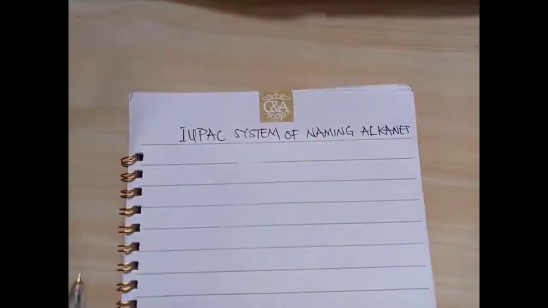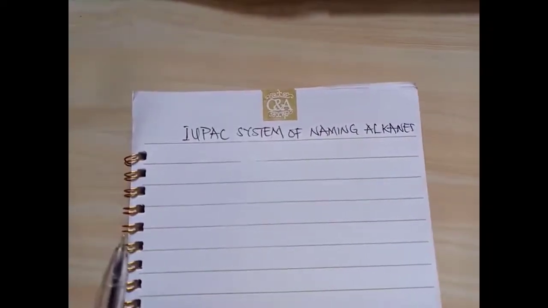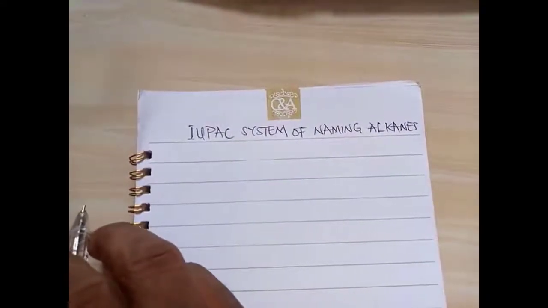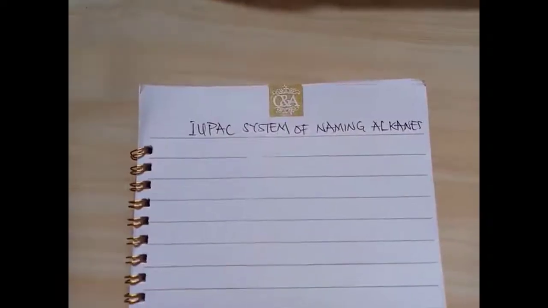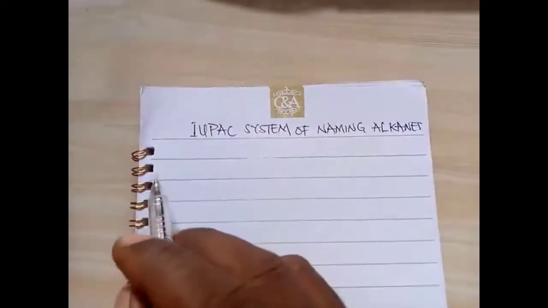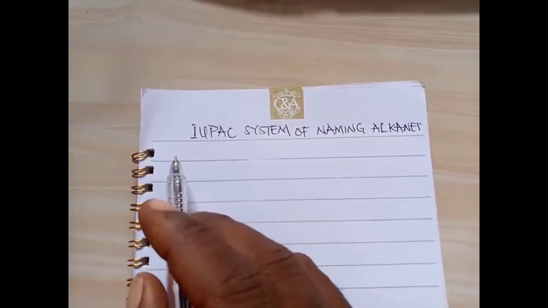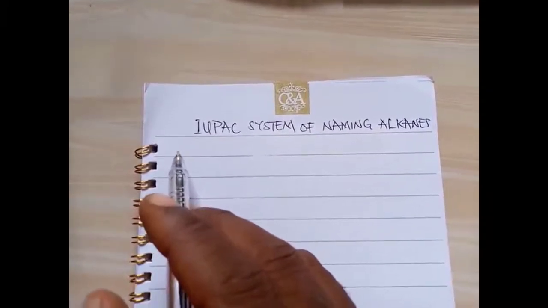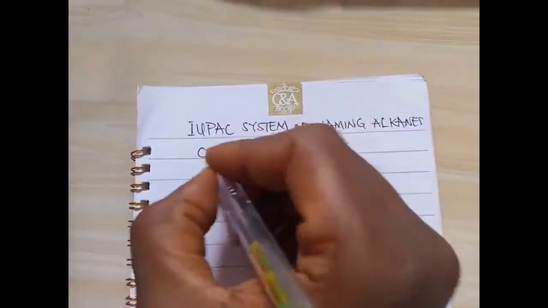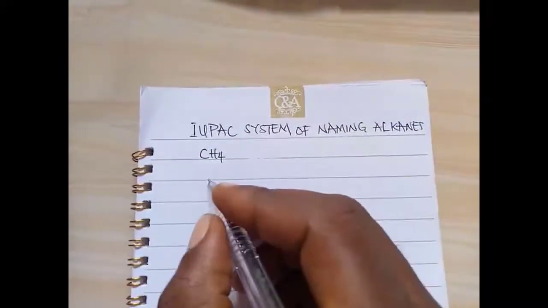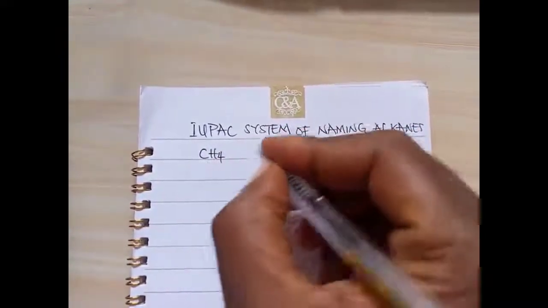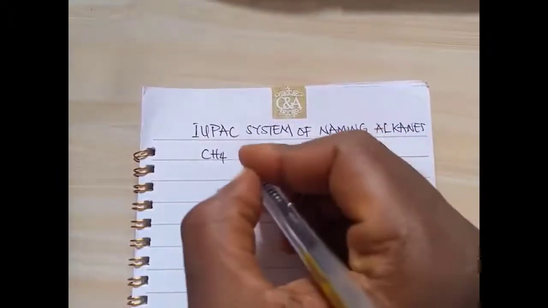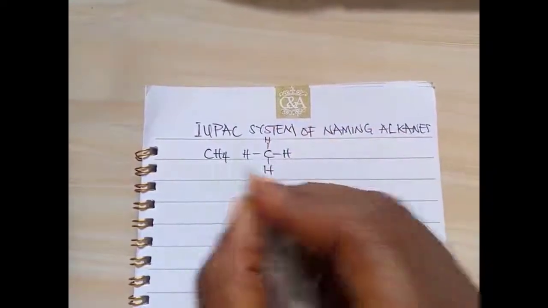In this video, we're going to focus on the International Union of Pure and Applied Chemistry system of naming alkanes. The first thing we need to do is to know the names that we assign to carbon atoms, depending on how many carbon atoms are in a particular compound. For example, if we have only one carbon atom, like the simplest alkane, remember alkanes are single bonds. The simplest alkane is CH4. This is how it looks.